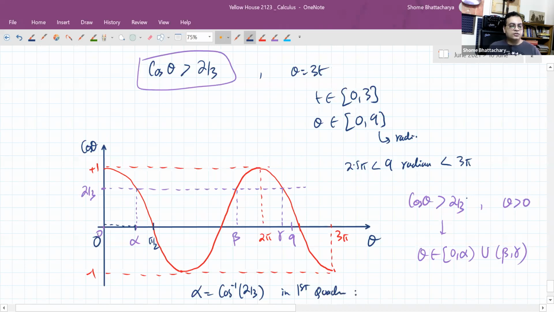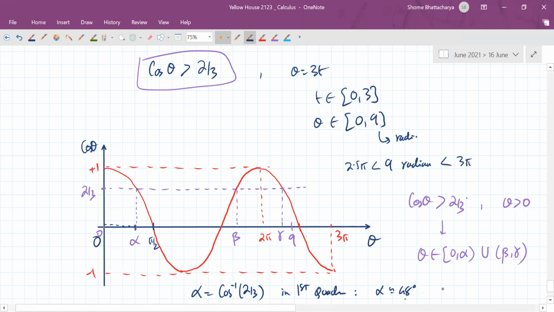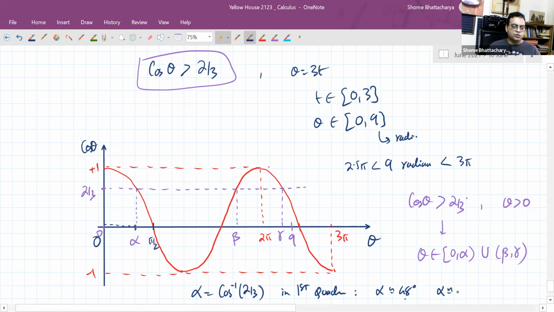Okay. Now, if you use a scientific calculator, you will see that the value of alpha comes out to be, so 2 divided by 3, its cos inverse comes out to be about 48 degrees. So alpha is approximately 48 degrees, which if you convert to radians, it will become nearly something slightly greater than pi by 4. Actually, it's slightly greater than 45. So you can say that alpha is almost equal to pi by 4 or 45 degrees. Okay. So now what will beta be?